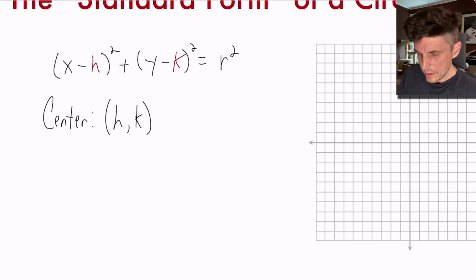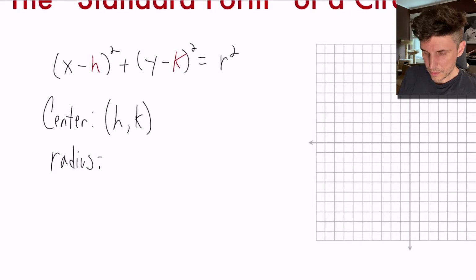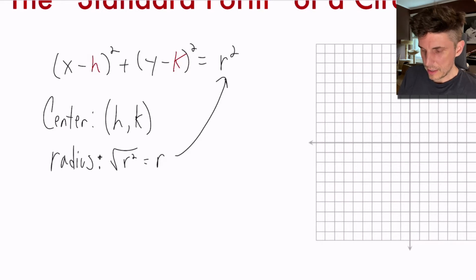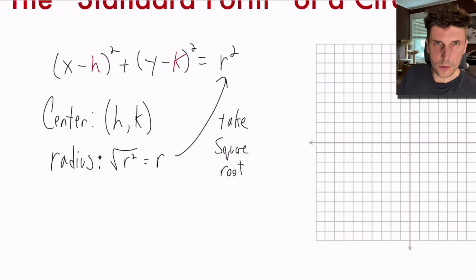And then your radius is actually the square root of r squared, which is simply equal to r. So for this spot right here, take the square root for finding the radius.